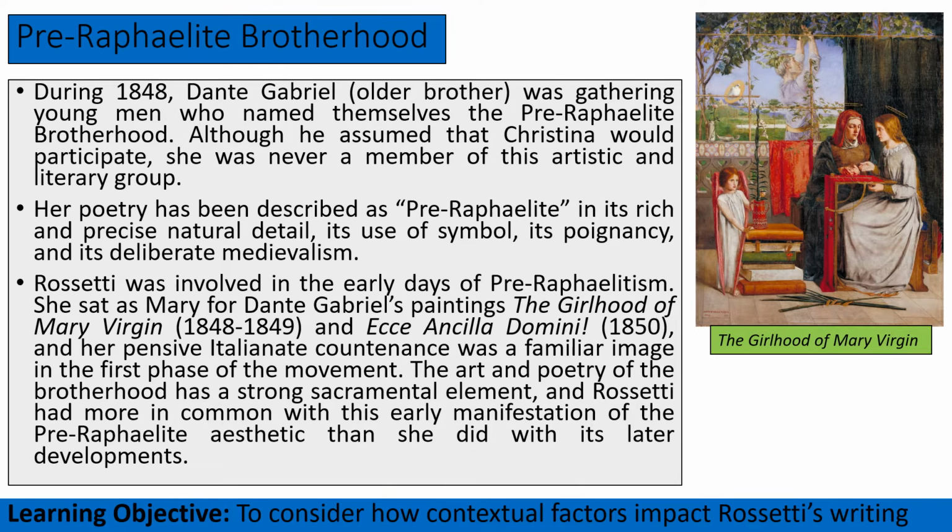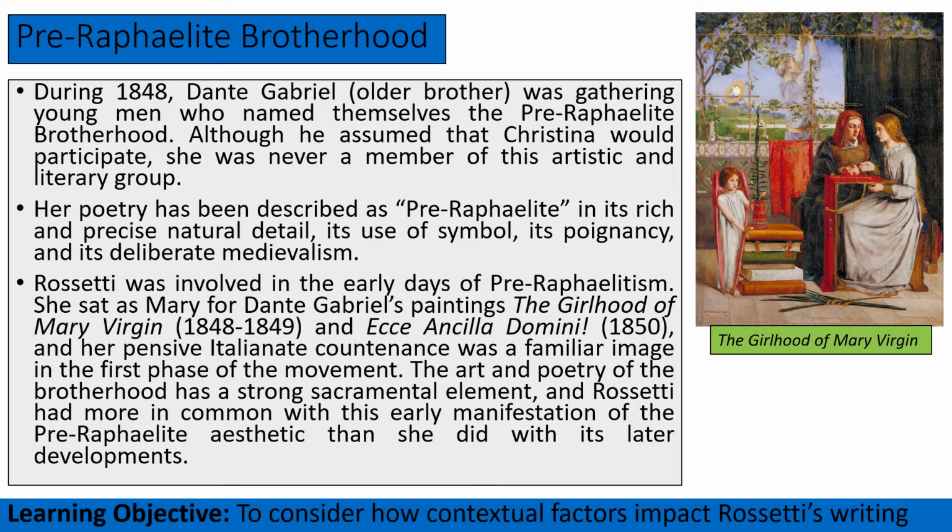So during 1848, Dante Gabriel, the older brother of Christina Rossetti, was gathering young men who named themselves the Pre-Raphaelite Brotherhood. Although he assumed that Christina would participate, she was never a member of this artistic and literary group. So essentially, he would gather a group of men together, and they would talk about art and symbolism and the poignancy of various pieces of art, whether written or literal paintings.